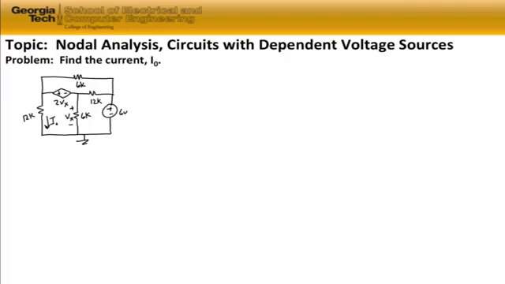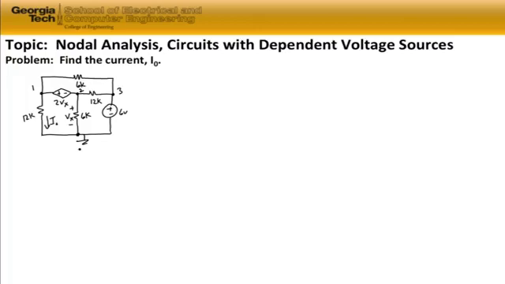We know that with nodal analysis, the first step in solving the problem is to identify the nodes in the circuit. So we'll do that first. We notice that we have node 1 on the left-hand side of the circuit, we have a node 2 in the center of the circuit, we have a node 3 on the right-hand side of the circuit, and we have a reference node at 0 volts at the bottom of the circuit. So now we've identified our nodes.